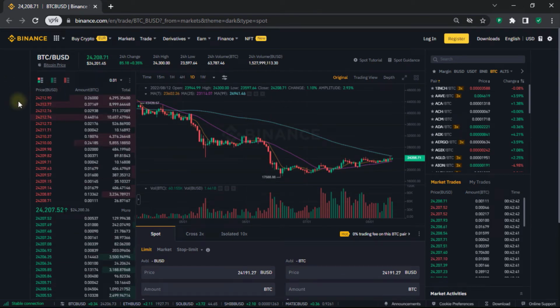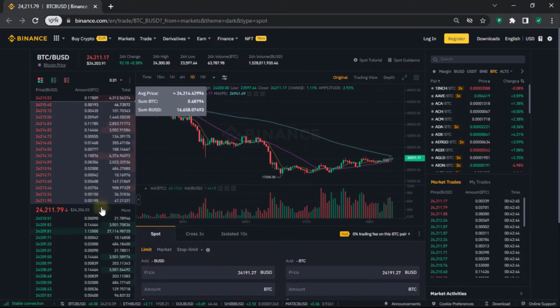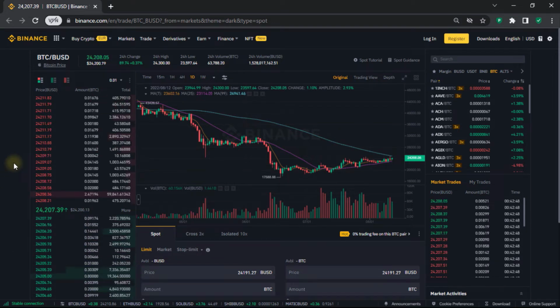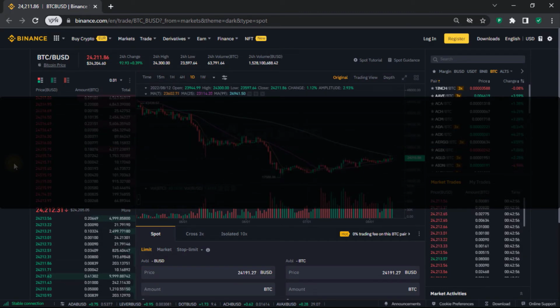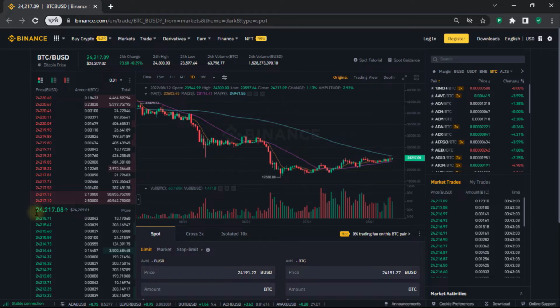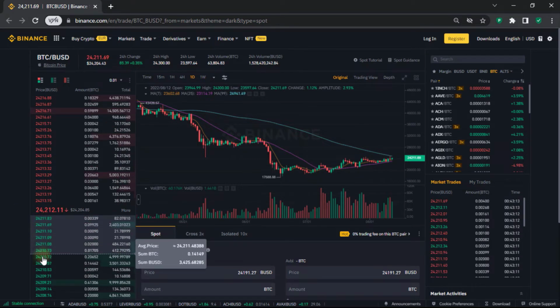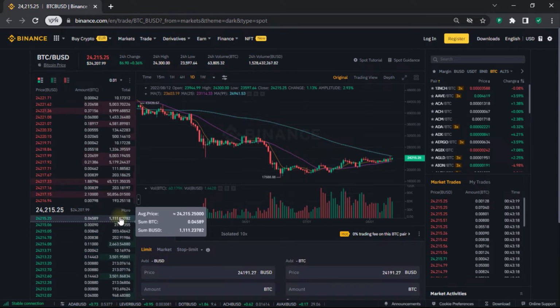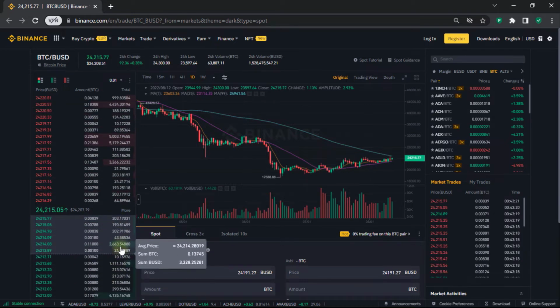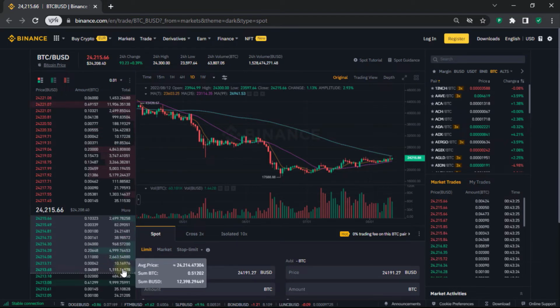Then what you see on the left-hand side here, you'll see the red and the green bit of it. This is known as your order book. What it shows you is the price that people are buying at and the price that people are selling at. So in the middle, you've got the current price being $24,200 and it fluctuates every sort of second as it goes up and down. The bottom side of it, you've got a price on the left hand side here, you've got a quantity in the middle, and you've got an amount or total of Bitcoin on the right hand side. But that total is dollar value.